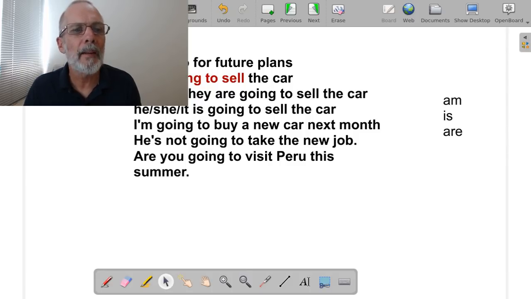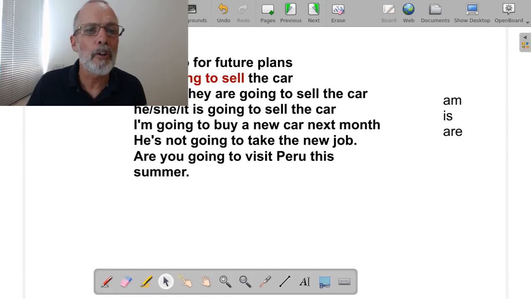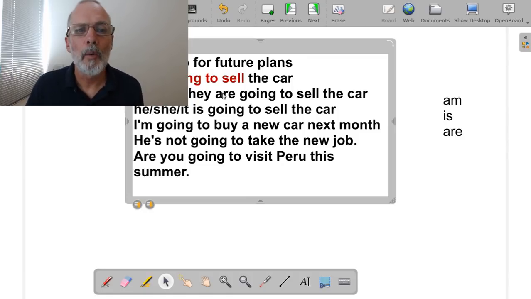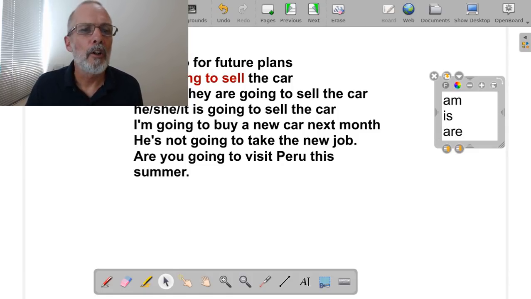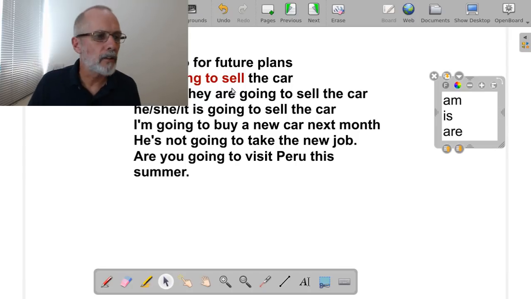So here we have it with the other subjects. If the subject is you, we, or they, we need to use are. You are going to sell the car. We are going to sell the car. And they are going to sell the car.